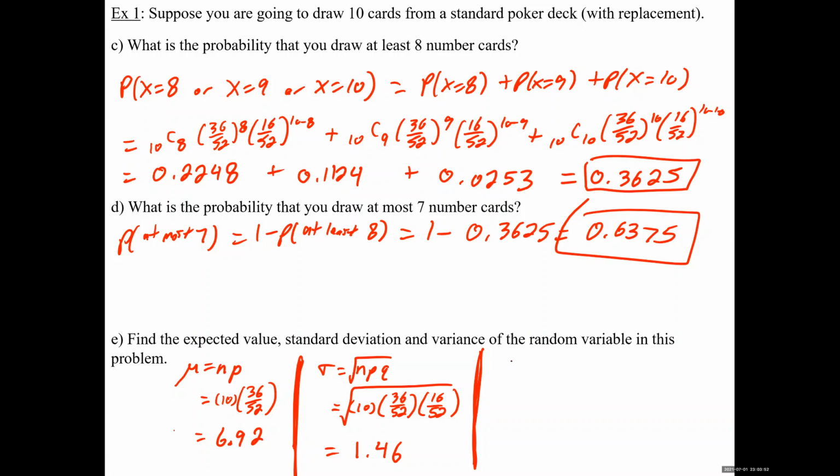And the last thing, to find the variance, you could either just square this, or you could just use the formula. It's this without the square root, either way. So it's 10 times 36 out of 52, times 16 out of 52 if you use the formula. The answer to that is 2.13. Look how fast that was. I mean, again, in section 6.1, it takes forever to find these things, but for binomial, it's very fast. Any questions on that?